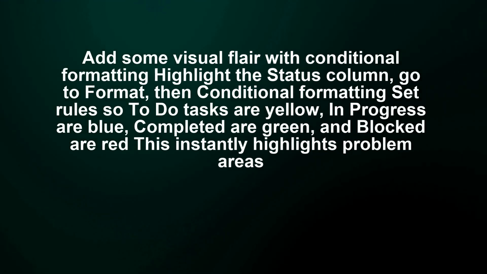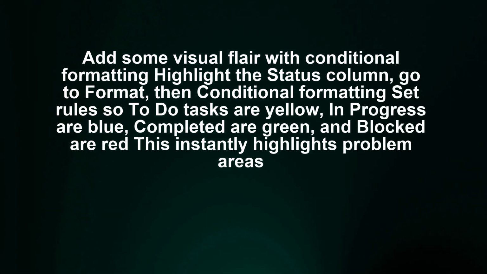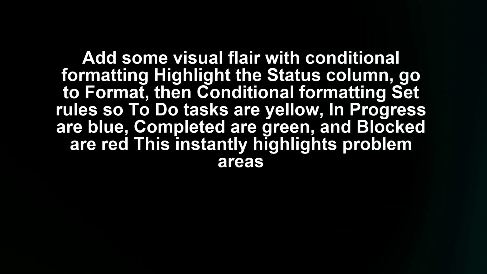Add some visual flair with conditional formatting. Highlight the status column, go to format, then conditional formatting. Set rules so to do tasks are yellow, in progress are blue, completed are green, and blocked are red. This instantly highlights problem areas.